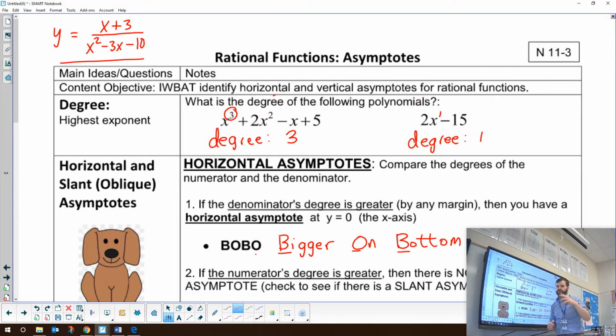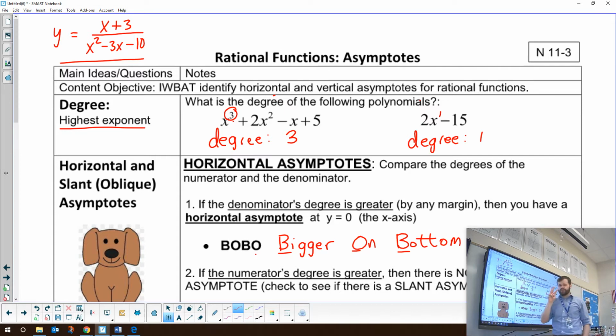The way we find our degree is we look and find our highest exponent. So for this polynomial, my highest exponent is 3, so that gives my polynomial a degree of 3. For this one, we have a degree of 1 because my highest exponent is 1. Remember, if you don't actually have an exponent showing, but you have a variable, it's an exponent of 1. But if you do not have a variable, it's an exponent of 0.